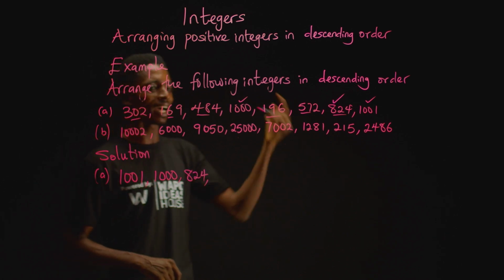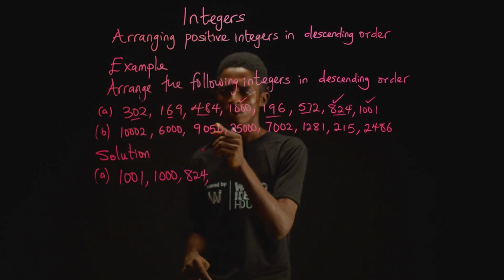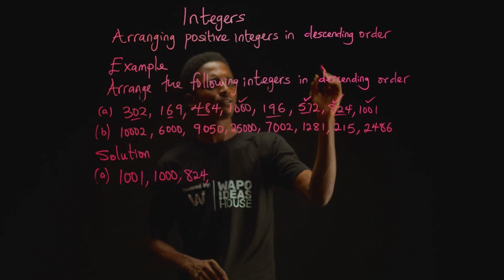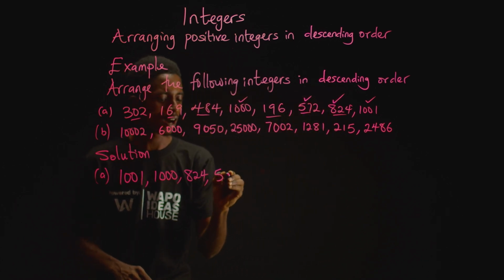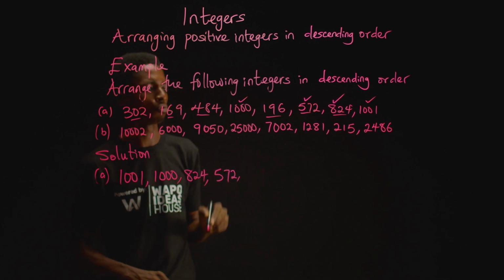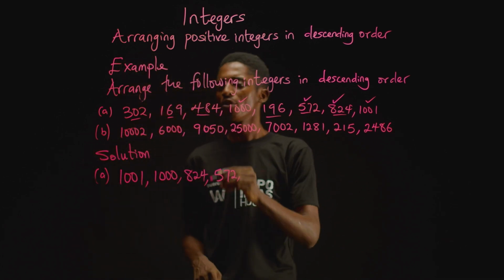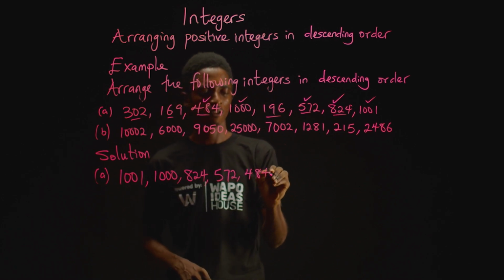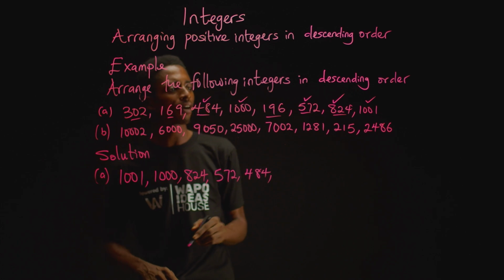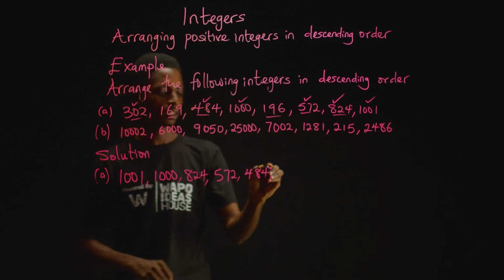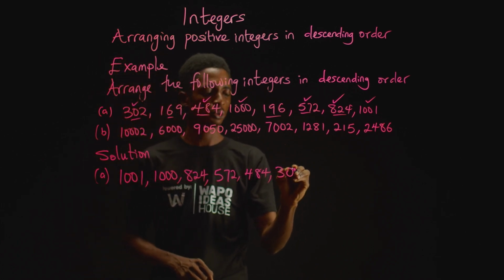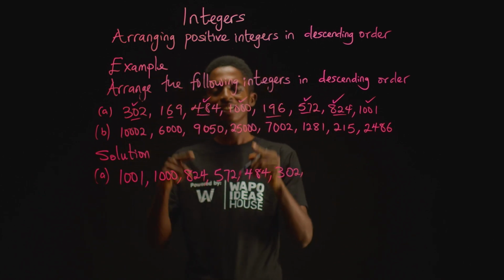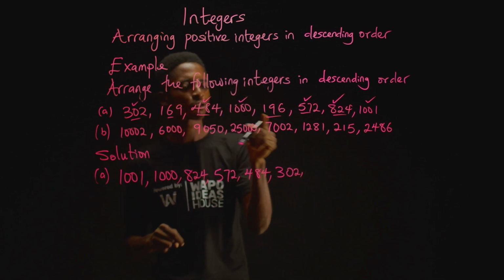824. And after 8, we have 7, followed by 6, followed by 5. 5, 7, 2. And after 5, we have 4. 4, 8, 4. And after 4, we have 3. 3, 0, 2. And after 3, we have 2, then 1. We have 2 of them here.